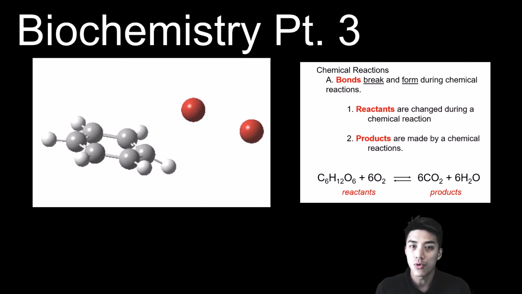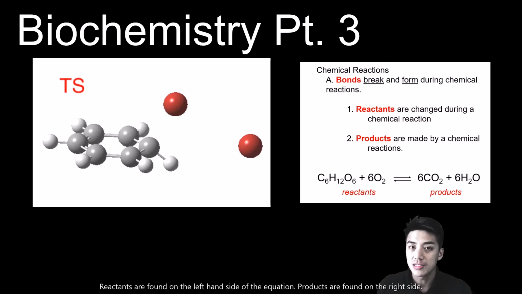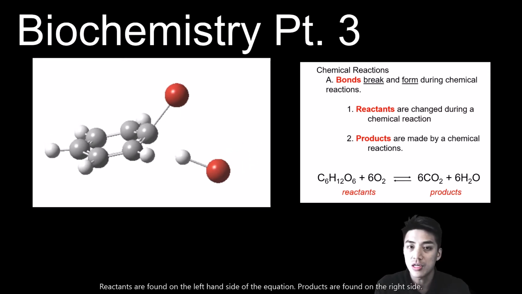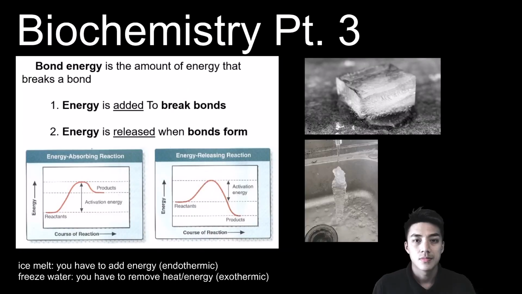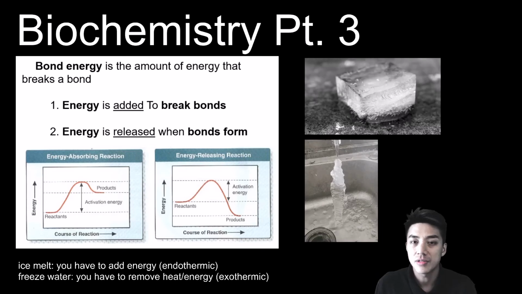Bonds are broken and formed during any chemical reaction. A chemical reaction has reactants, which are what goes into the reaction, and these are the things that are altered and changed to make products. Energy has to be added in order to break bonds. It only makes sense that you have to invest energy to break something wide open.